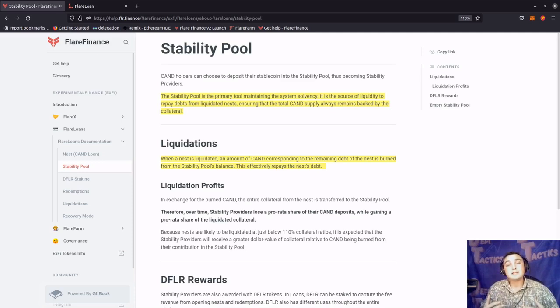So what I'm doing is, if I have Songbird liquidation profits and the price is, say, lower, I'm holding off on swapping that Songbird back to Canary Dollar to put it back in the stability pool. If, however, the Songbird price is higher, then I'm swapping that Songbird liquidation profit into Canary Dollar and actually making a slight profit. This is also in conjunction with earning DFLR rewards.